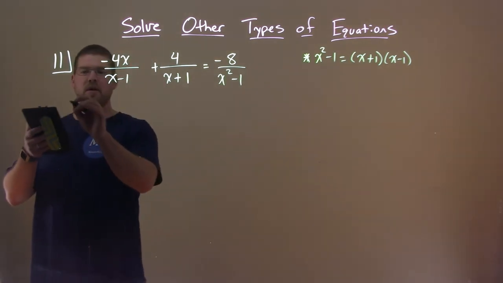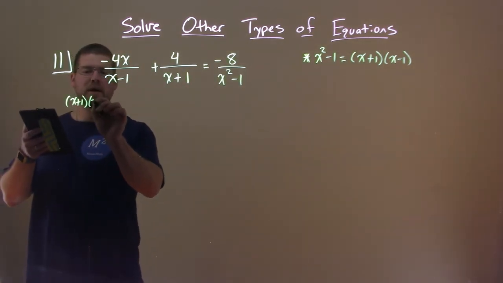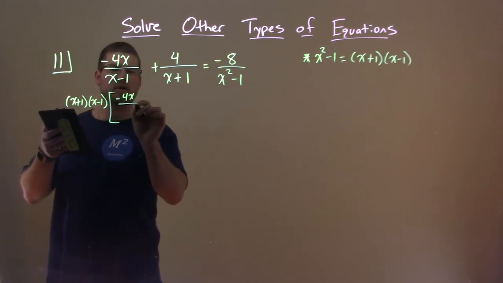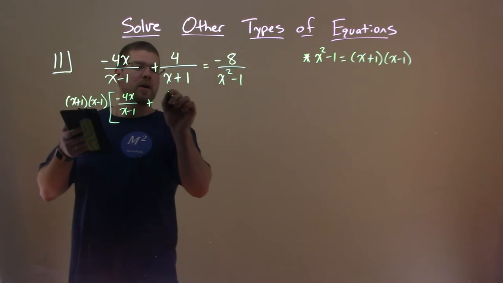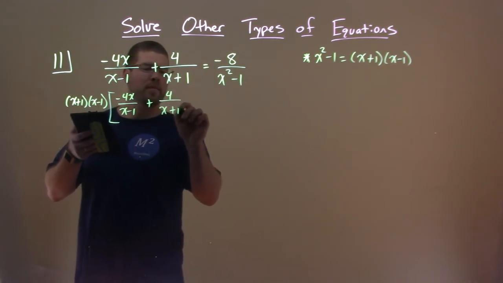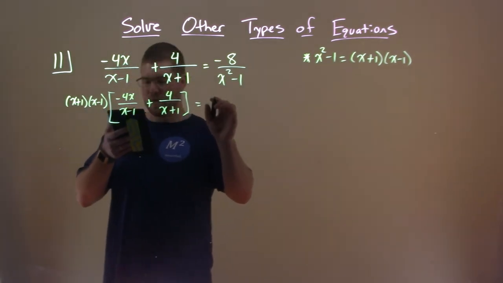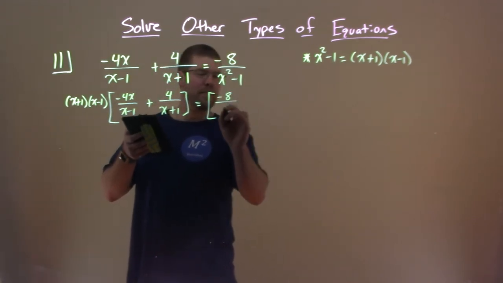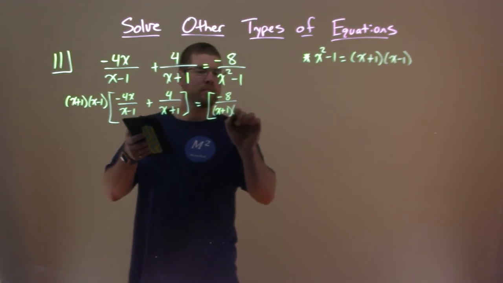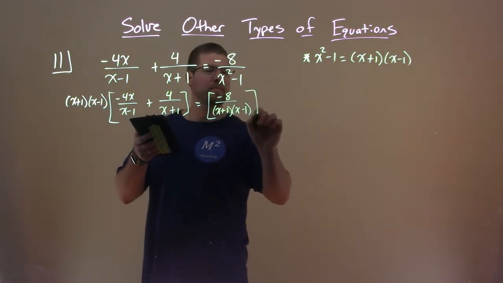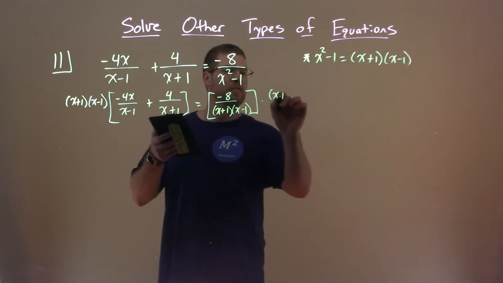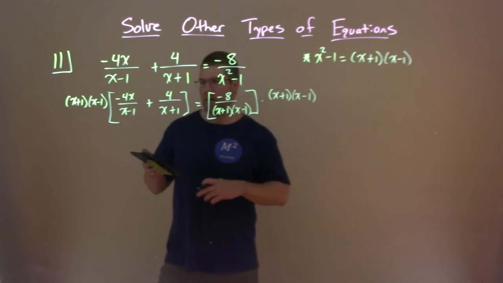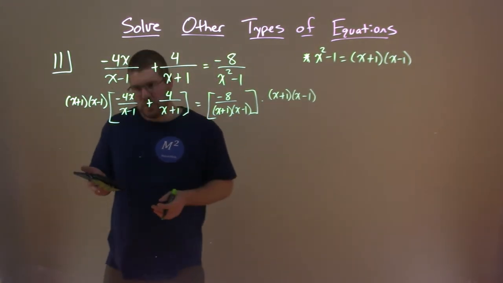A lot of steps here. So we take the x plus 1, x minus 1, and multiply it by everything here: minus 4x over x minus 1 plus 4 over x plus 1 equals, same thing here, negative 8 over, I'm going to factor that out, x plus 1, x minus 1, so it's easier to see, times x plus 1, x minus 1. All right. So what does that do for us here?